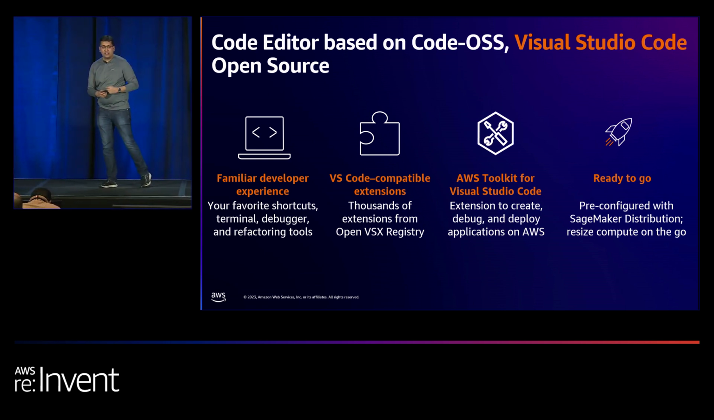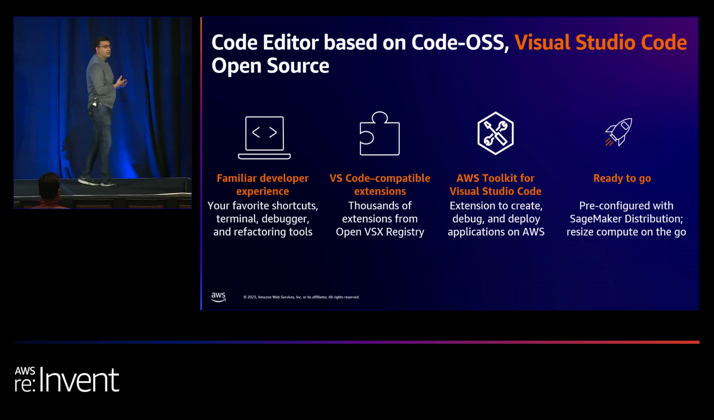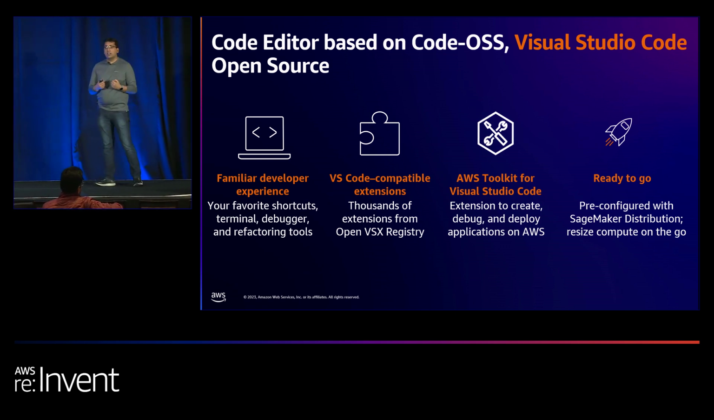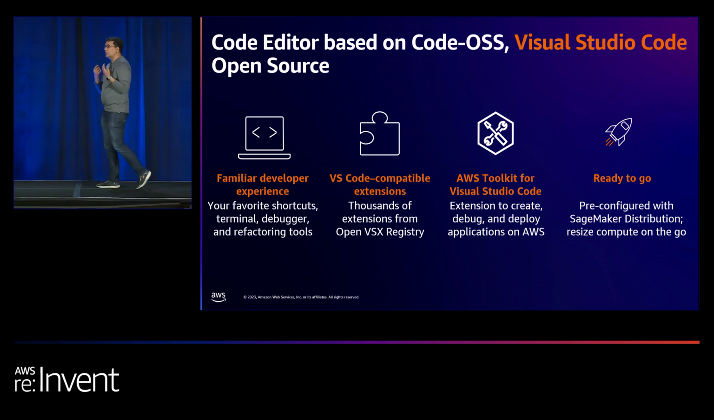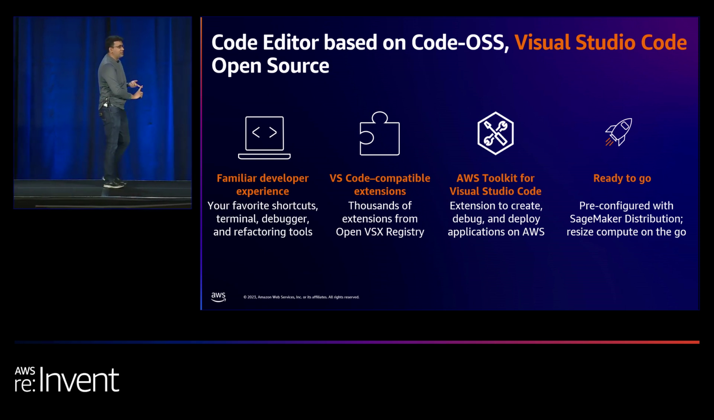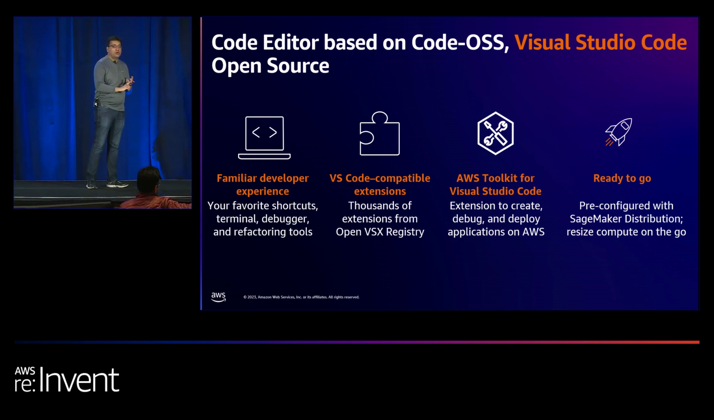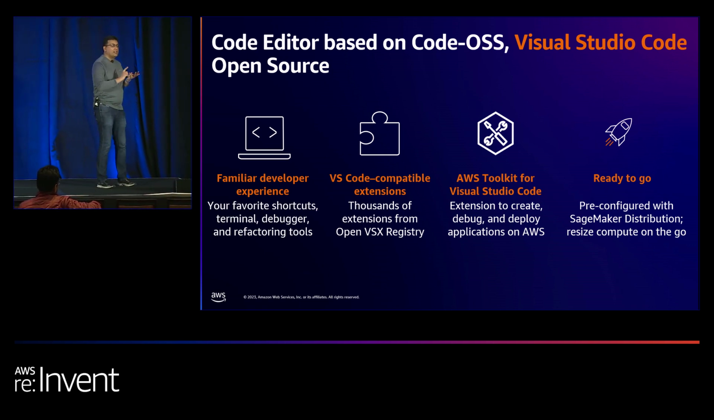And one of the popular extensions pre-installed in code editor is AWS Toolkit. That gives you easy access to many of the AWS services like Lambda, S3, Redshift, and CodeWhisperer, so you can quickly get started with building and deploying applications on AWS. And finally, similar to Jupyter Lab, VS Code runs on a SageMaker space, so you get all the benefits of the space. You can attach a shared file system. You can resize compute and storage on the fly. It comes pre-configured with SageMaker Distribution, so you can quickly get started with writing code.